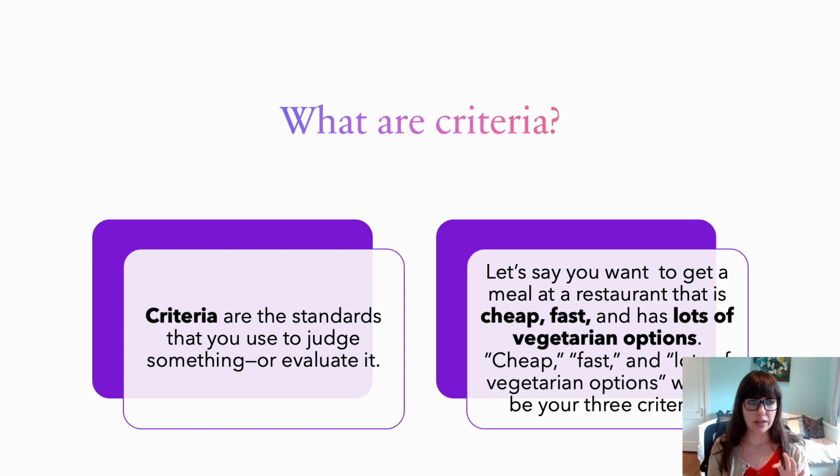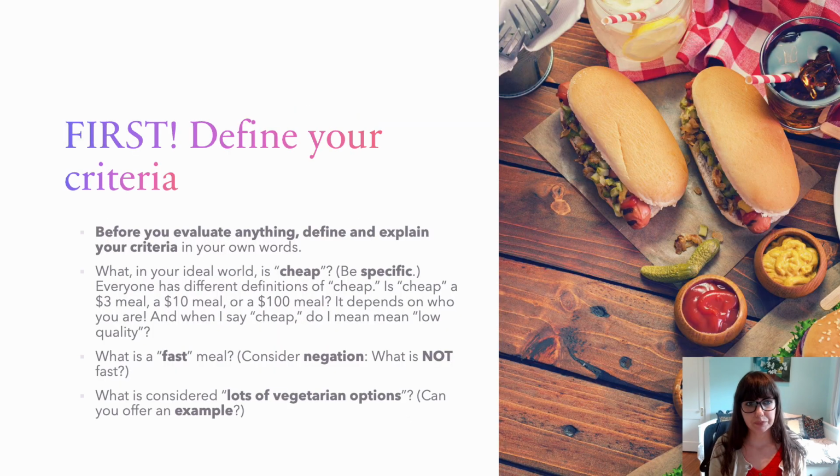So criteria, again, are the standards that you use to judge something or evaluate it. So let's say you want to get a meal at a restaurant that is cheap, fast, and has lots of vegetarian options. So cheap, fast, and lots of vegetarian options would be your 3 criteria. That's how you're going to evaluate any restaurant you go to using those 3 criteria.